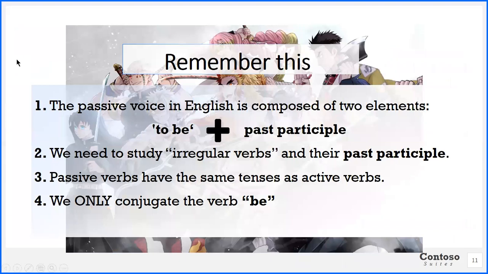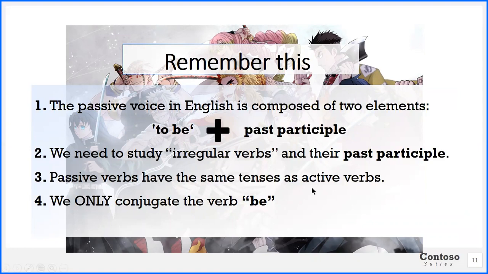Here are some very, very important key points to remember. So the passive voice in English is composed of two elements, like we saw, which was the verb to be and the past participle. The only thing that we're going to conjugate is the verb to be, okay? So we need to study irregular verbs and their past participle. Why? Because passives use past participles in all of the sentences. All of them are going to use past participles.